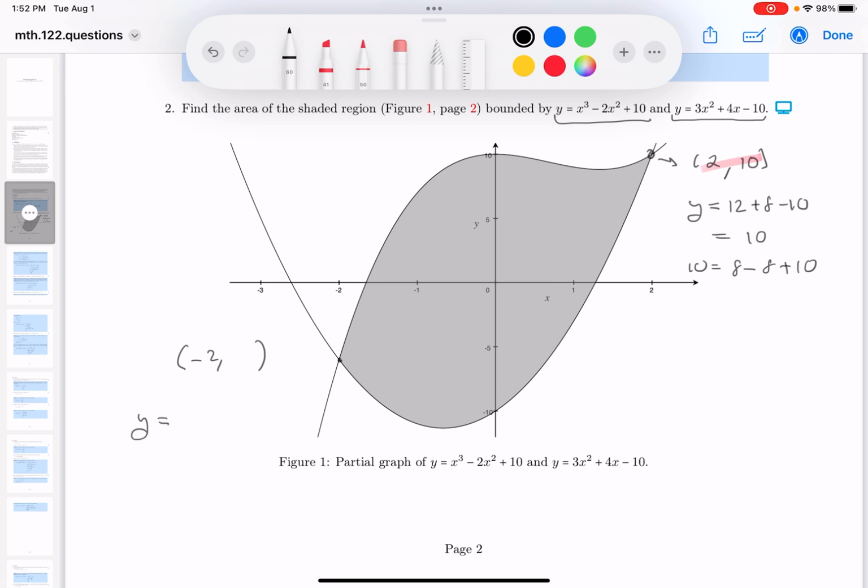Well, let's see. You get 3 times 4, which is 12. Then you get minus 8, minus 10. And that looks like it's going to give me minus 6. Let me just check to make sure that's true. 12 minus 8, that's going to be 4. Yeah, minus 6.